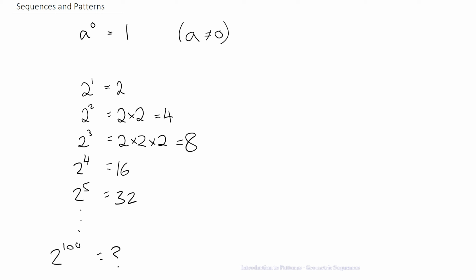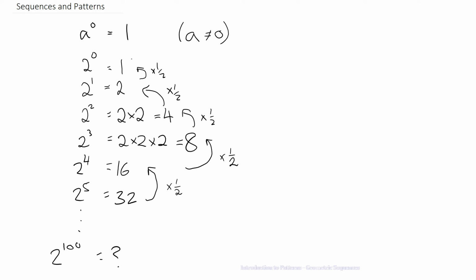So if we work backwards instead of forwards, 2 to the 5, 2 to the 4, what have I done to get from 32 to 16? I've multiplied by half. You can also think of that as dividing by 2. And again, dividing by 2 or multiplying by a half. And again, and again. And suddenly, the only answer that makes sense, the only one that fits in with the pattern, is 2 times a half, which gives you 1.